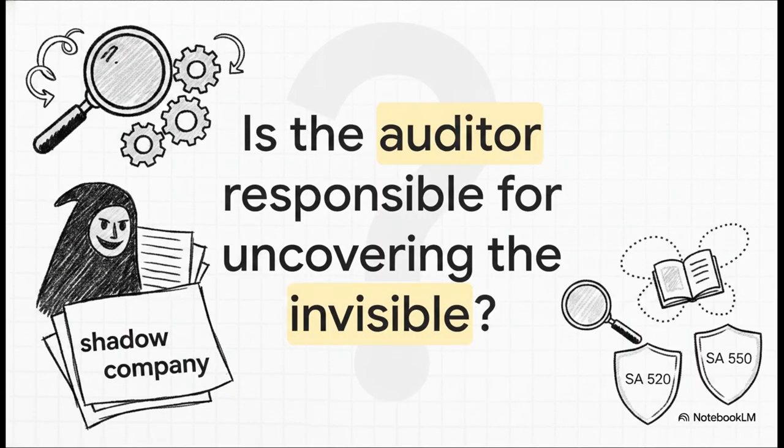I want to leave you with this final, somewhat provocative thought to ponder about the limits of an auditor's responsibility. If management actively colludes to hide a complex related party transaction using fake paperwork and shadow companies, are you, the auditor, fully responsible for uncovering what was explicitly designed to be invisible? It's a really tough question. But armed with the tools from SA 520 and SA 550, you are equipped to be the best financial detective possible.